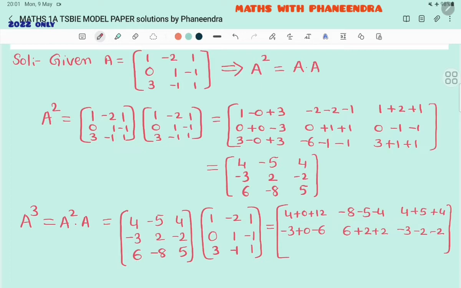Next 6 into 1 minus 8 into 0 is 15. Next 6 into minus 2 minus 12, minus 8 into 1, 5 into minus 5. 6 into 1 minus 8 into minus 1 plus 8 plus 5.